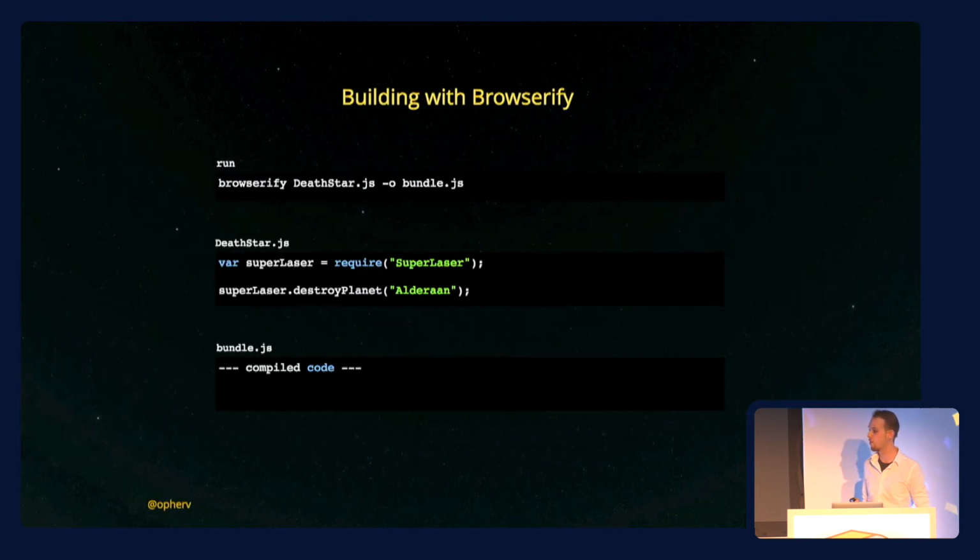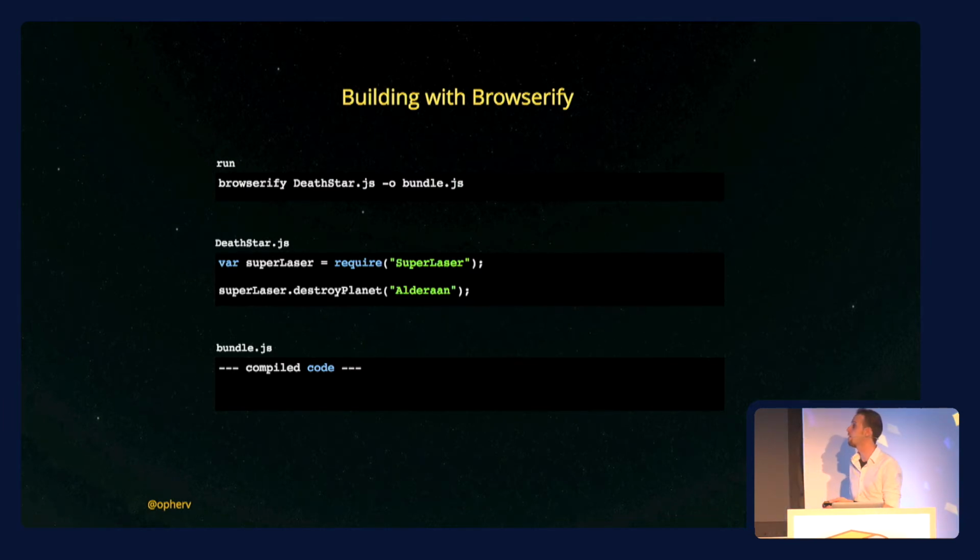So how do you do this? You have your Browserify command, which you run. It takes an input, your devstar.js, and an output, which is the bundle file. And then in devstar.js, you do var superlaser, or let superlaser if you're into ES6 now, and require superlaser as if you were doing it on the server side with Node. Then you can directly in the next line use superlaser.destroyPlanet. So this happens synchronously. You don't have to wait. There's no callback. How does this happen?